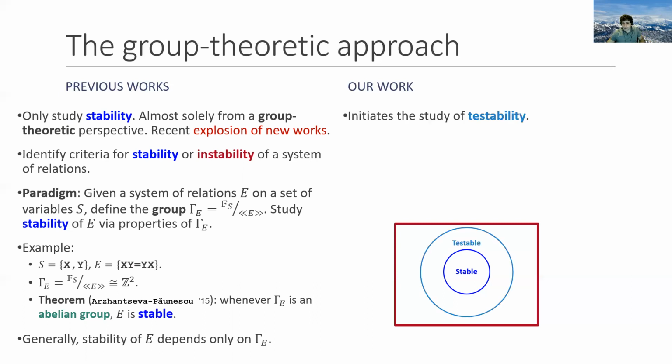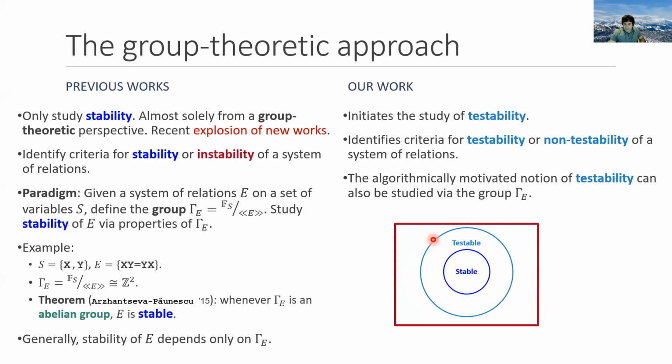Now, compared to these previous works, our work first defines and studies the notion of a testable system of relations and permutations. Like these previous works, we try to identify criteria, but here it's not for stability, but rather for testability and non-testability of a given system of relations. And it turns out that this can also be done by looking at the group gamma E. And this is cool because this notion of testability has been motivated by an algorithmic question, a rather natural one. But it turns out that it's also naturally meaningful in the group theoretic view.